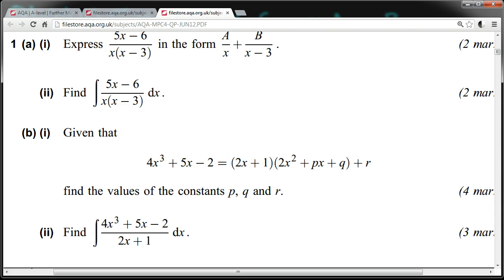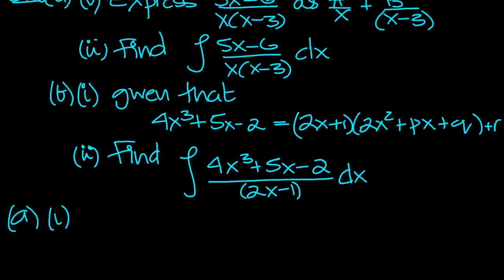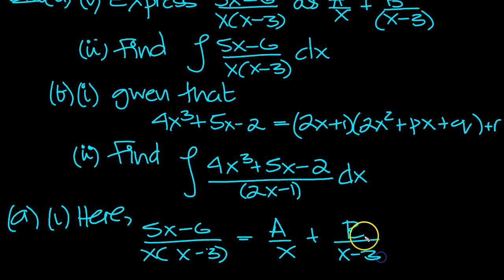There's a plus r here, which I'll put in the question. Here's the question then in summary form. So the first part is partial fractions. Let's have a go at that then. Just let 5x minus 6 over x times (x minus 3) be equal to a over x, linear factors, isn't it, plus b over (x minus 3), given in the question.